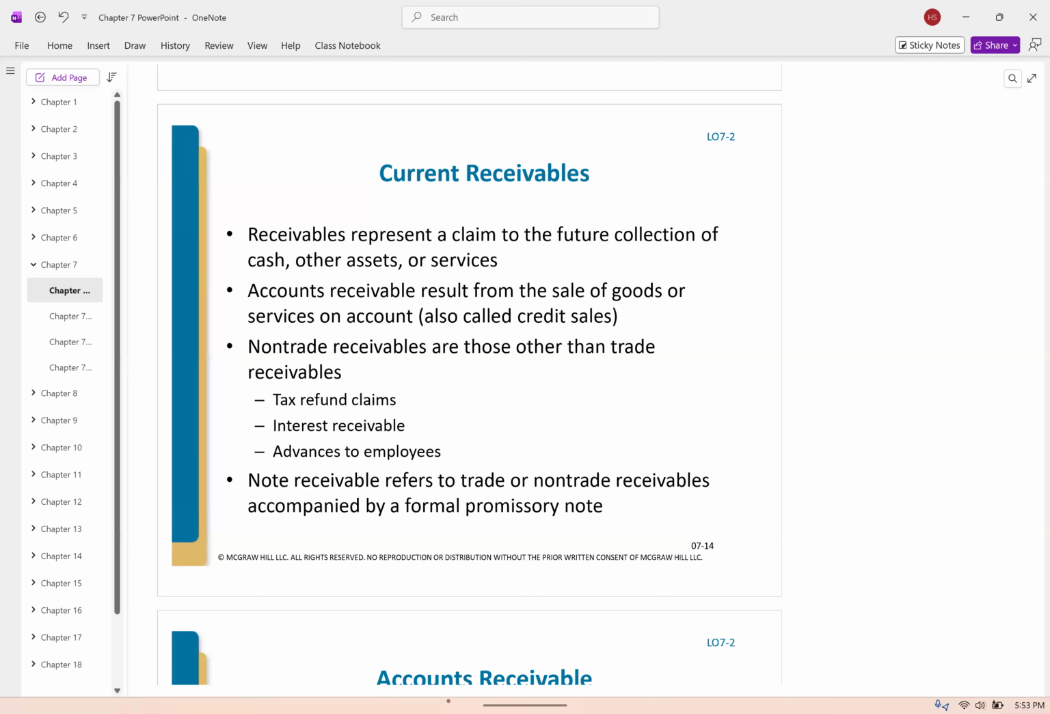You could have some non-trade receivables. All the ones where you're dealing with customers, they call those trade receivables. Everything else could be classified as non-trade. A tax refund claim. You filed your tax return, you know you're getting a refund because you had to make that entry to pay the taxes, but you're going to get a refund. So that's coming back to you. You could have an interest receivable or advances from employees.